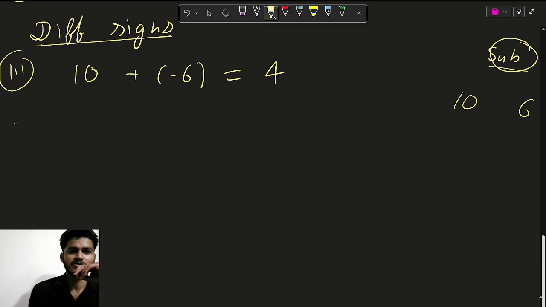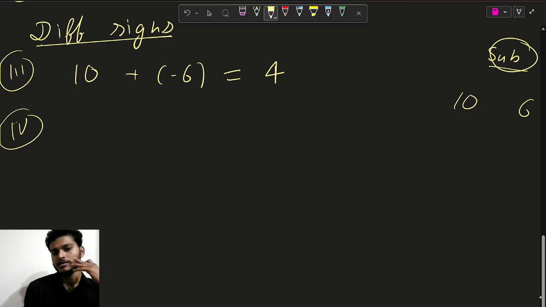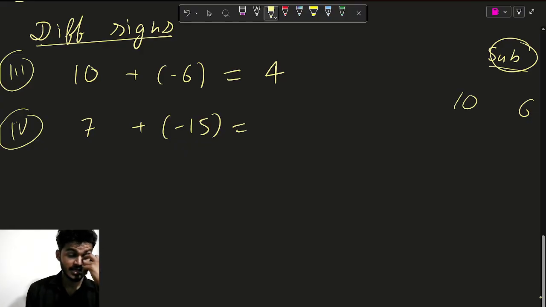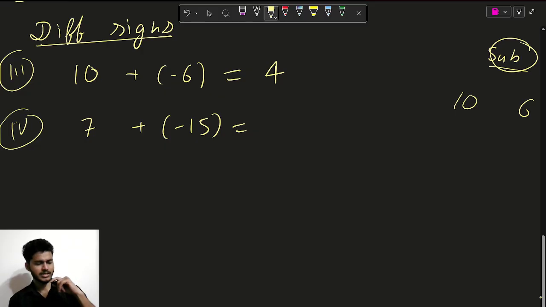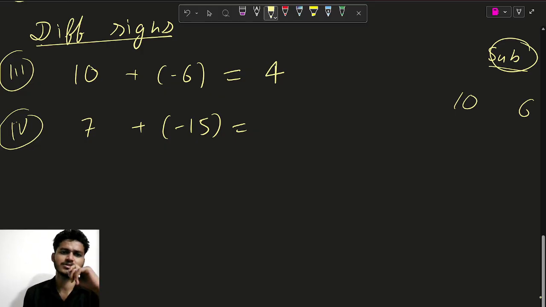Okay. Let's take one more example. Suppose I have 7 plus -15. Again we have a positive integer, then we have a negative integer. Now the moment I observe that one integer is positive and the other integer is negative, or I can say we have two integers with different signs, in my mind it should click that I have to do the subtraction. Though addition is written over here, the operation which I'm going to do is subtraction.